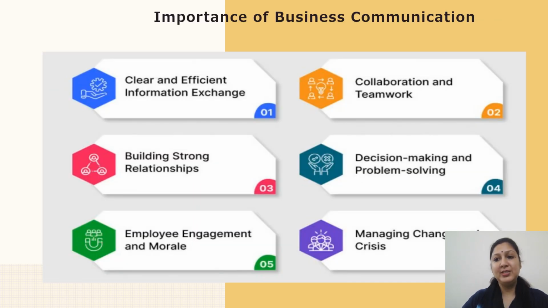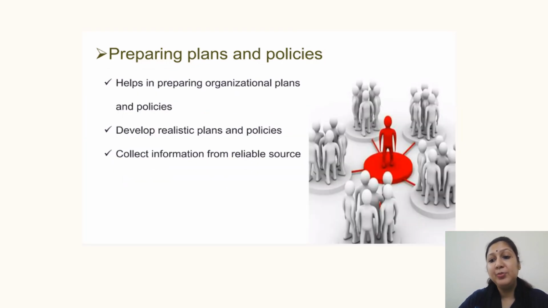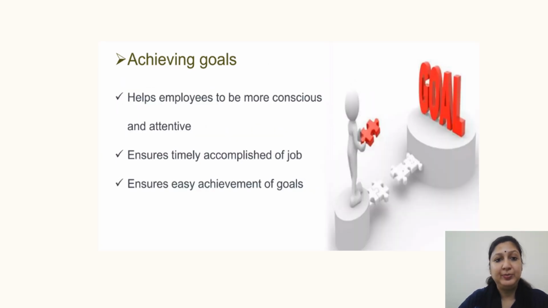Importance of business communication. The first importance is exchanging of information. Exchanging of information takes place between two or more parties in an organization. It can be internal as well as external. Then preparing plans and policies. It helps in preparing organizational plans and policies. It also develops realistic plans and policies. Once communication is made between employer and employee, we can collect all the reliable information from every source. Then achieving goals. It helps the employees to be more conscious and attentive. It also ensures timely accomplishment of the jobs and easy achievement of goals.